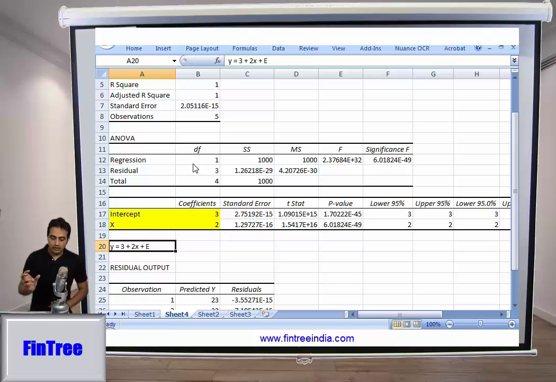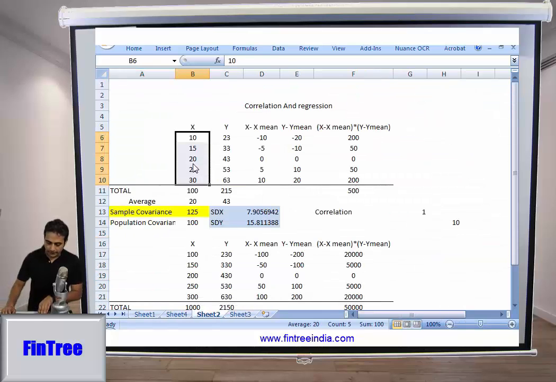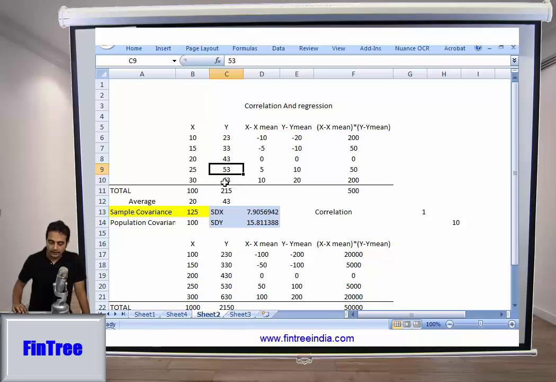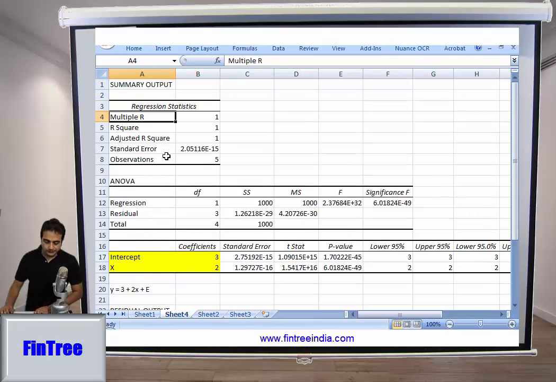At times it could be a precise equation, at times an approximate equation. But let us see with our data. If you multiply this 10 with 2 and add 3, we will have 23, then 33, then 43, 50 plus 3 is 53, and 30 into 2 is 60 plus 3 is 63. So the data was plotted in such a way to give us an intercept of 3 and a slope of 2. Another important number to be observed here is r square.